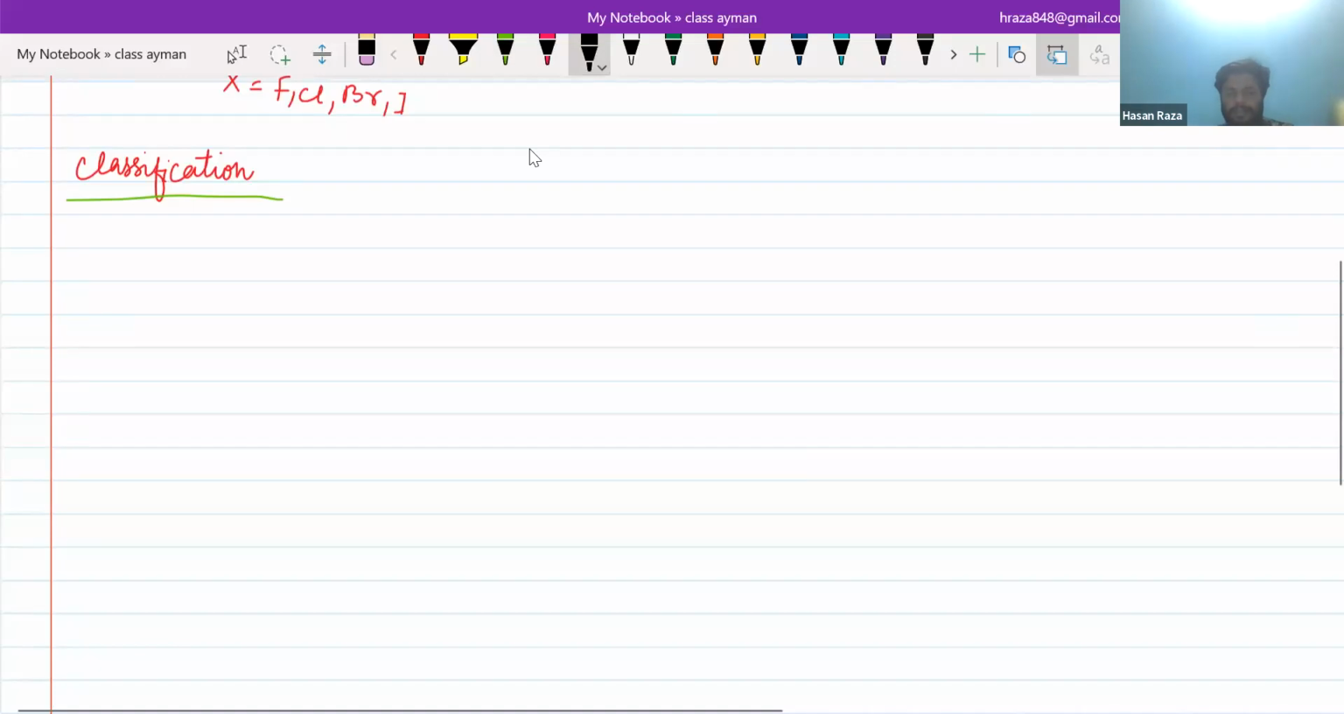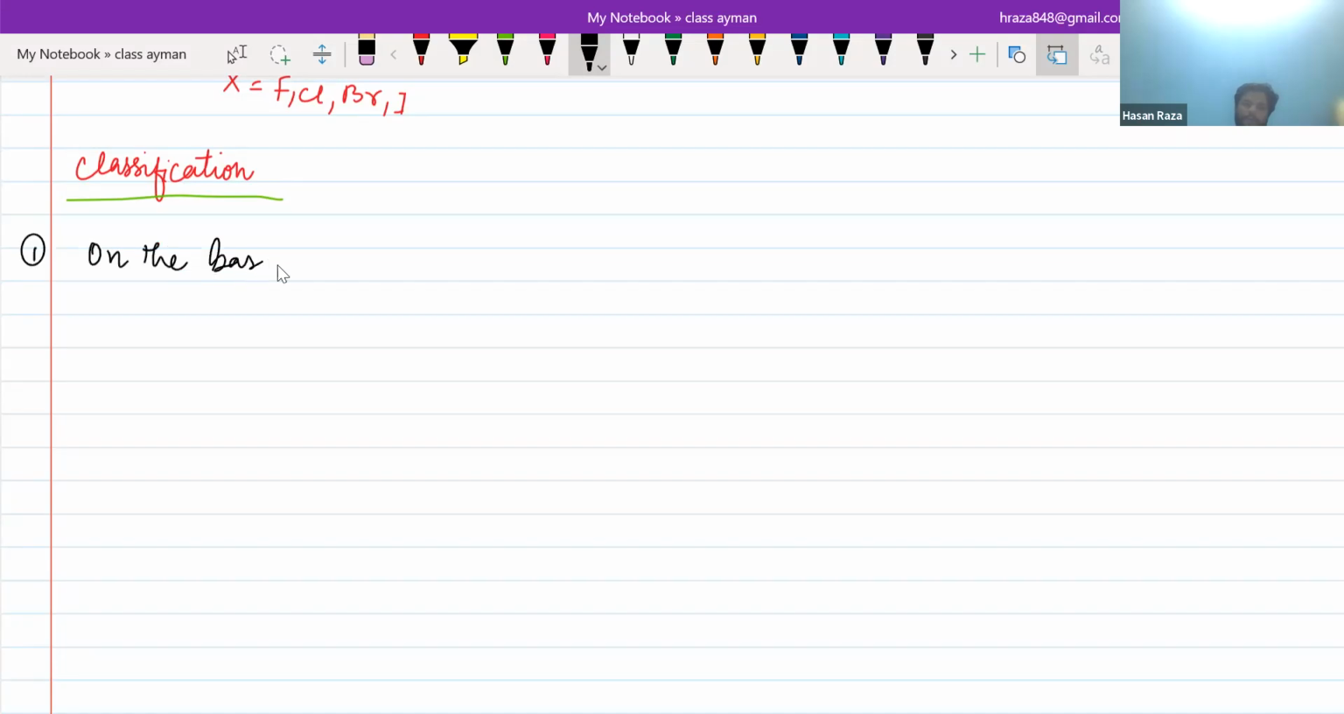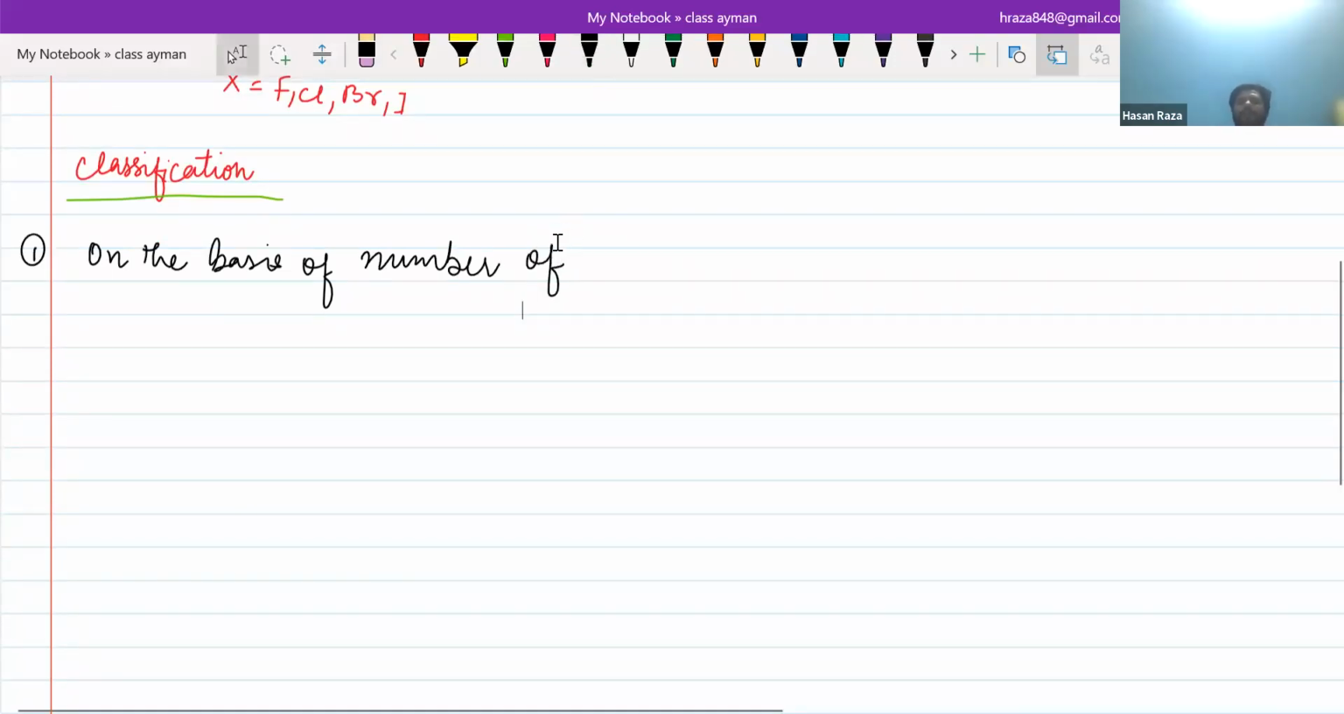There will be a base to classify haloalkanes and haloarenes. Like if I'm going to classify the students, I can classify on the basis of gender, on the basis of marks that they obtained. So there will be a base for the classification. And here the first base is on the basis of number of halogen atoms.